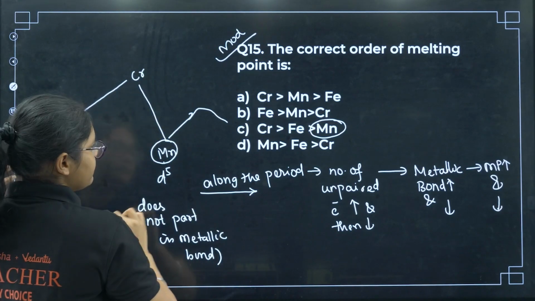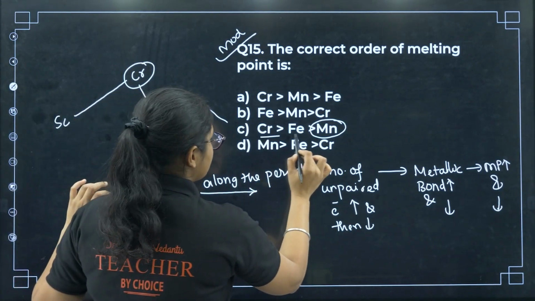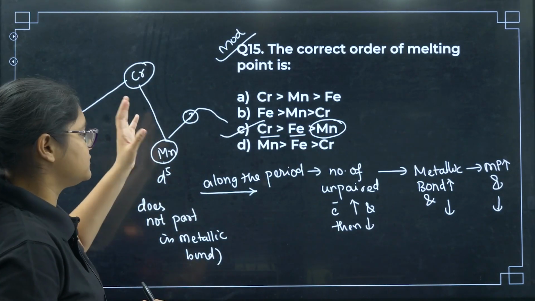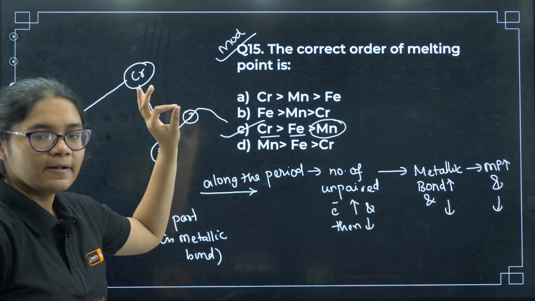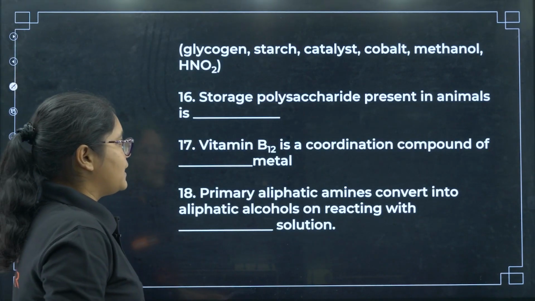So I have scandium, so chromium will be highest, then I have iron, and then I have manganese. So option number C is the correct answer here. Okay, this one is moderate. If you know this trend properly, then easily you can answer. Okay, now coming to the fill in the blanks question.